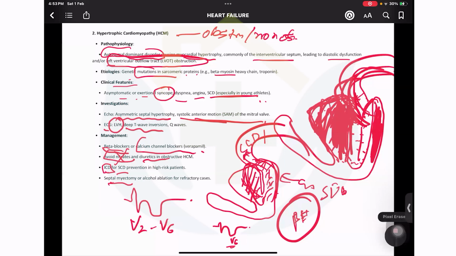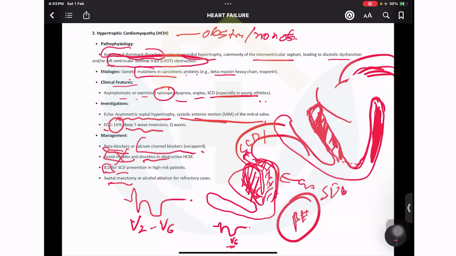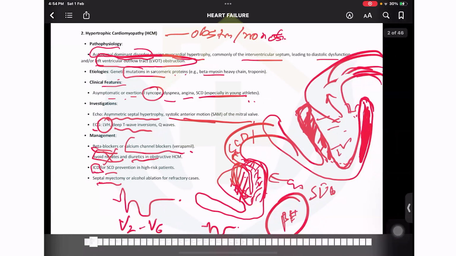So what will I do? I will just put in an alcohol ablation here. So what will it do? This is the aorta, and now the aorta is also getting good blood. This is the mitral valve, which is also doing good. So I have released the obstruction and increased the cavity of the left ventricle. So this is the HOCM.